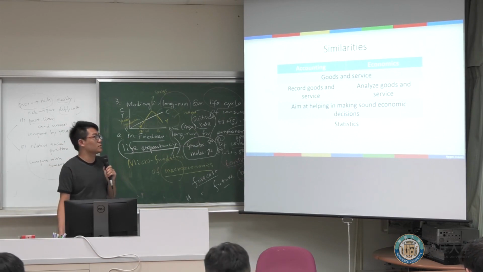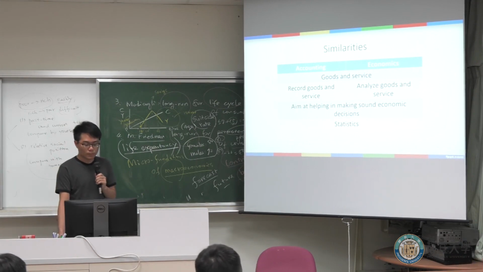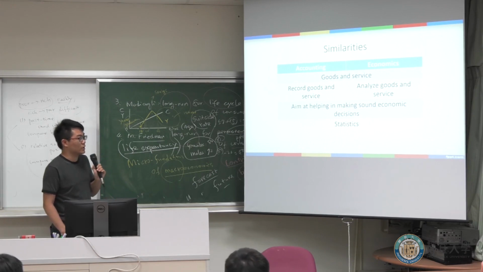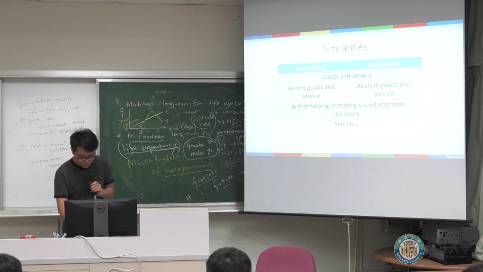The similarity of accounting and economics is that both of them engage in goods and services. Accounting's job is to record the transactions of goods and services, and economics analyzes goods and services. And both of them aim at helping in making sound economic decisions. And besides, both of them also engage in statistics.